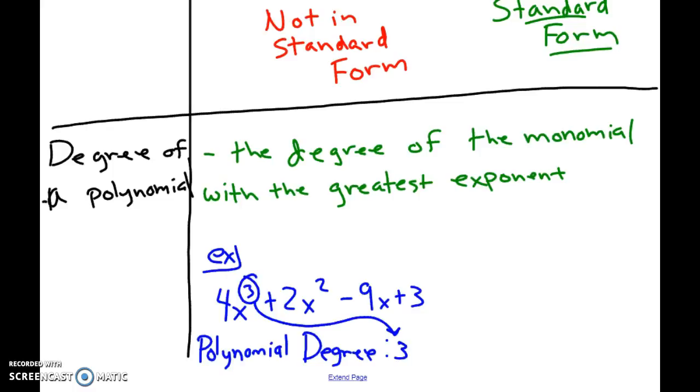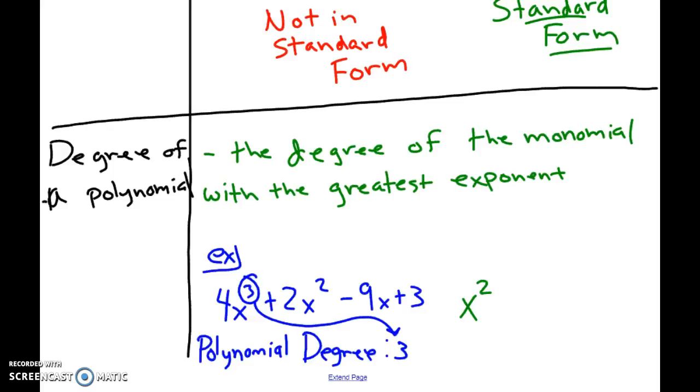Okay, so if it's written in standard form, it's always going to be that first term. Okay, so the highest exponent is the degree of that whole polynomial, and usually it's going to be written first if it is written in standard form.